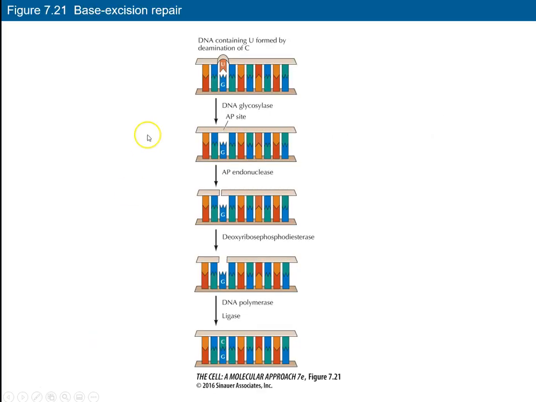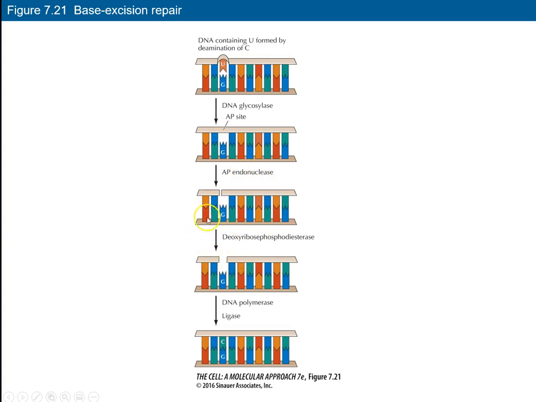So let's look at this. You guys should know the basic mechanism of what's going on here, okay? Again, here's your U. It's not supposed to be there, okay? It's formed by deamination of cytosine, right? So there's a cytosine there, the amine group is removed, and that forms uracil. There's other reasons why there might be misincorporated bases as well, okay? So the DNA glycosylase removed just that base. And now you can see this AP site, meaning there's no base there. There's just the sugar phosphate backbone, okay?